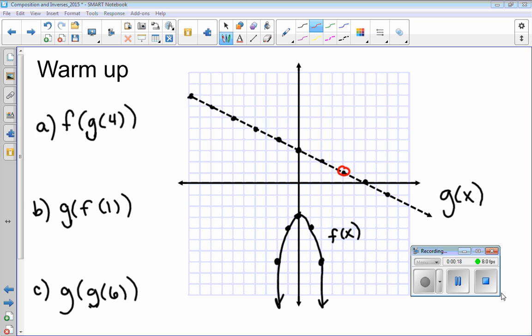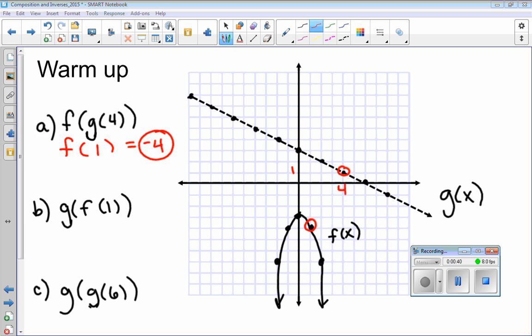That's 1, right? So I'm going to do f of 1, right? Because remember, this is 4, and we went up to 1. Now we're going to go to 1 on f, and it comes down to here. What value is that? 1, 2, 3, -4. Good, so that would be the answer, right?